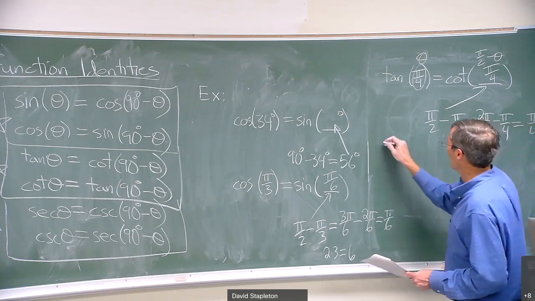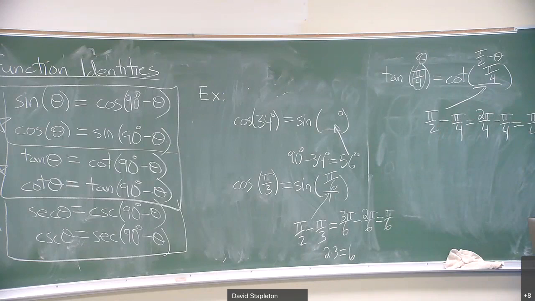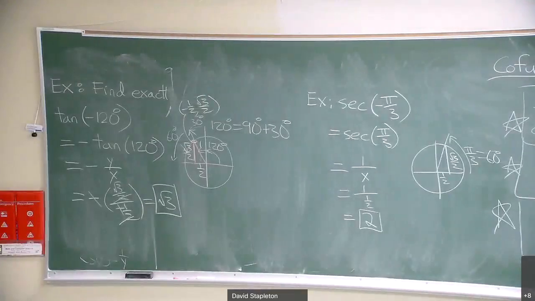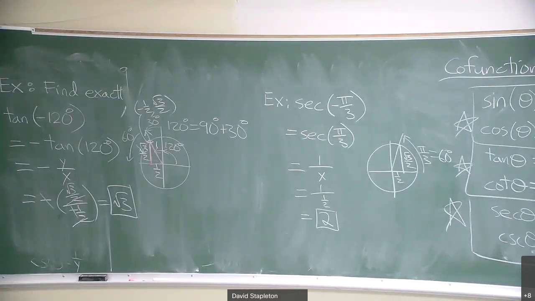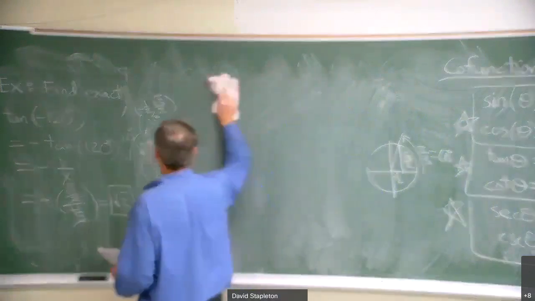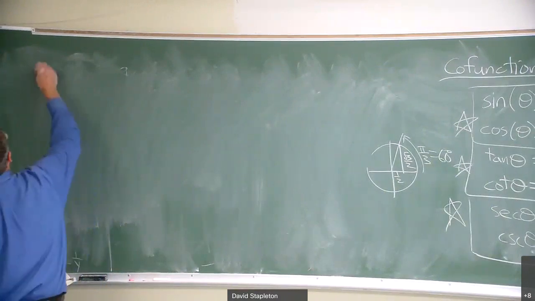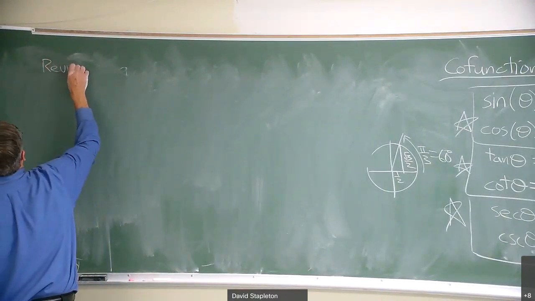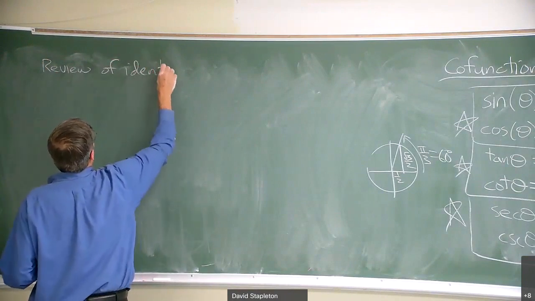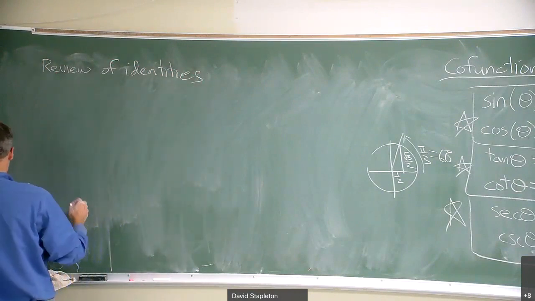Maybe we just need another problem here or two on reviewing these identities. So here's some review of identities now that we've finished them all. I don't want to write them all out again. I'll just recall them as we go. Let's try this.